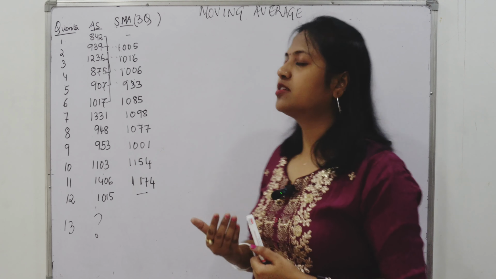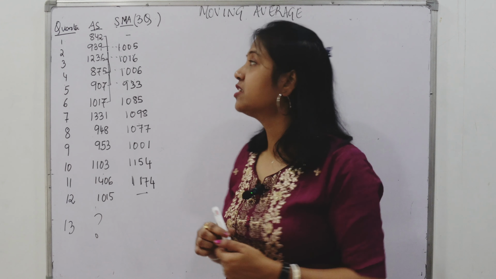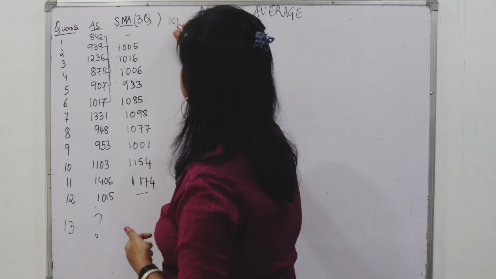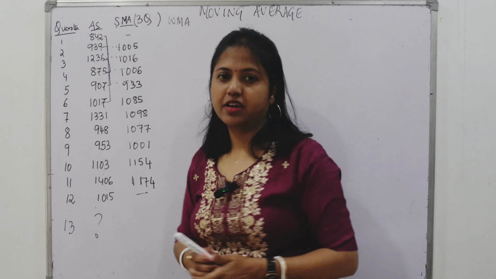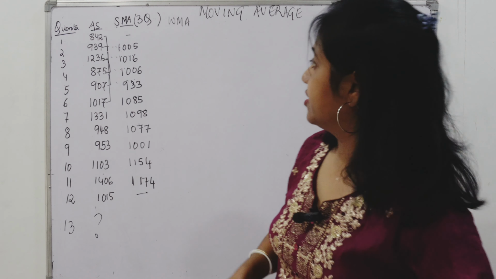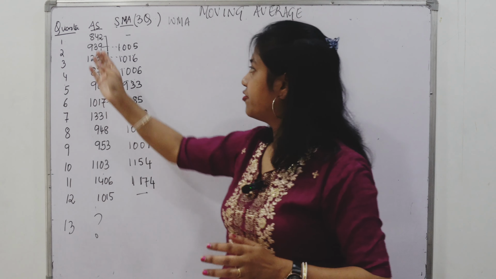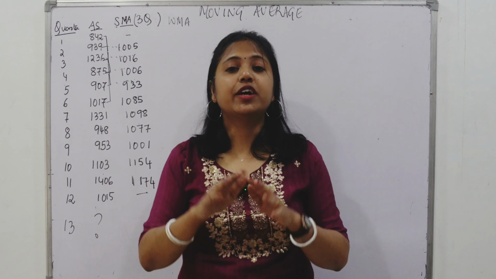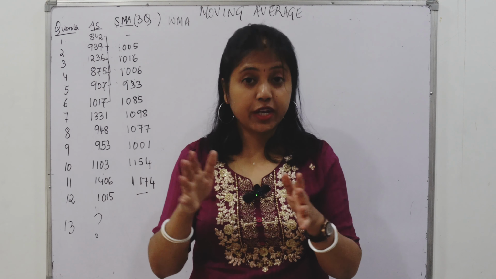Let's go to the next type of moving average, that is the weighted moving average, WMA. What is WMA? WMA stands for weighted moving average. So the idea here is that when you are taking the average of the 3 months, you are considering all the 3 months equally important.